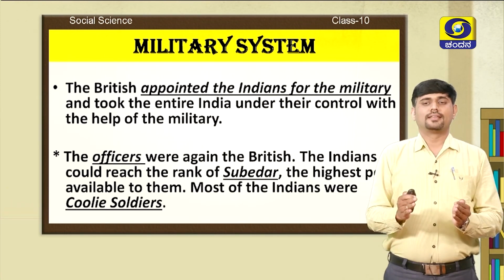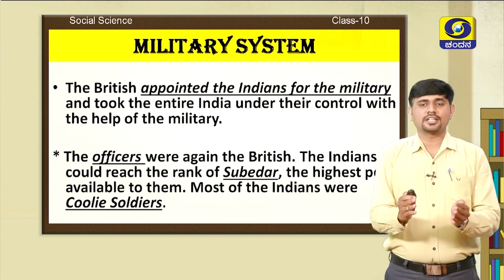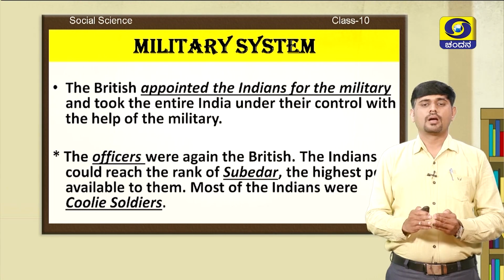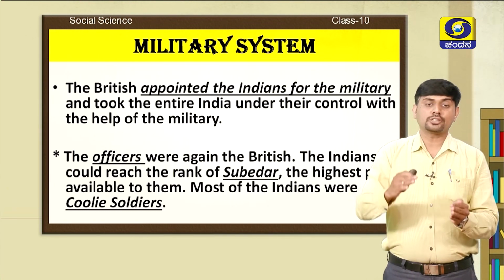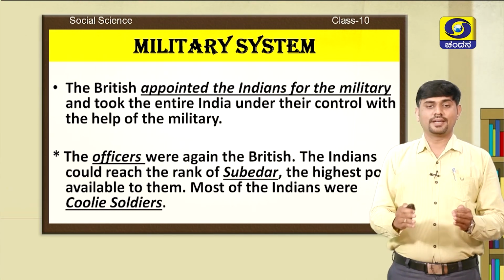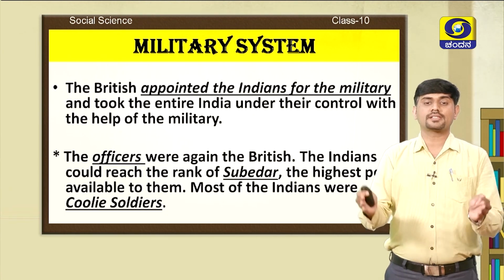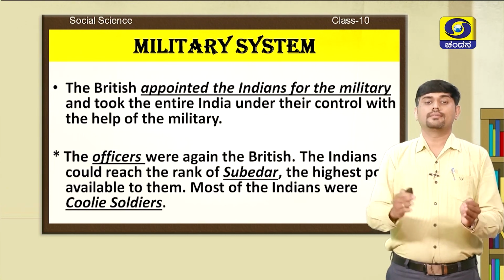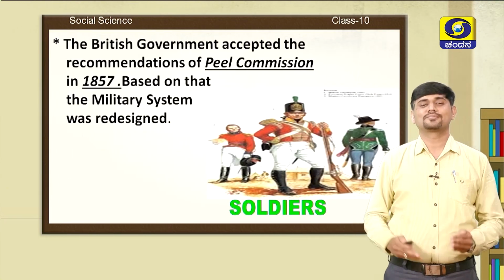position. Most of the Indians who worked in the military were called coolie soldiers. They had to work for the British officers. They served various other purposes of the British officers. Therefore, they were also called coolie soldiers.